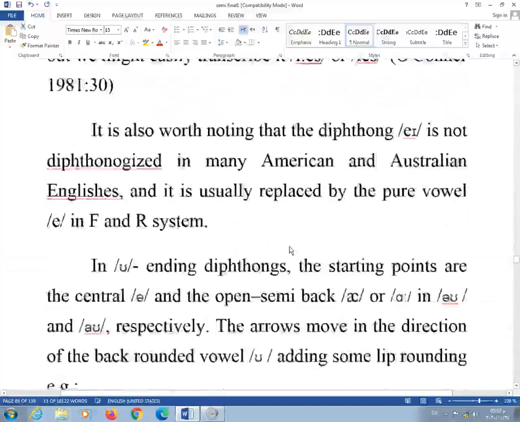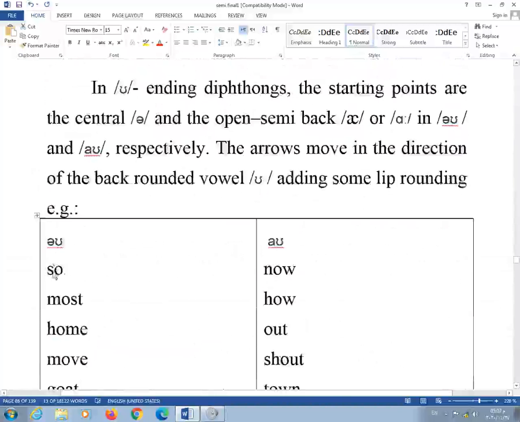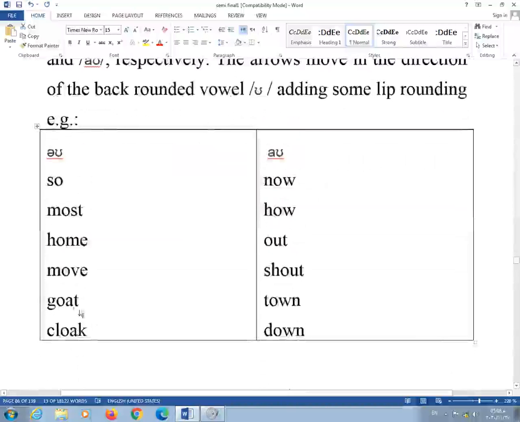Let's move to some examples. We have O and OW. Can you repeat after me? Most, home, out. Let's read this first: most, home, okay, goat, cloak. Okay, how about this?